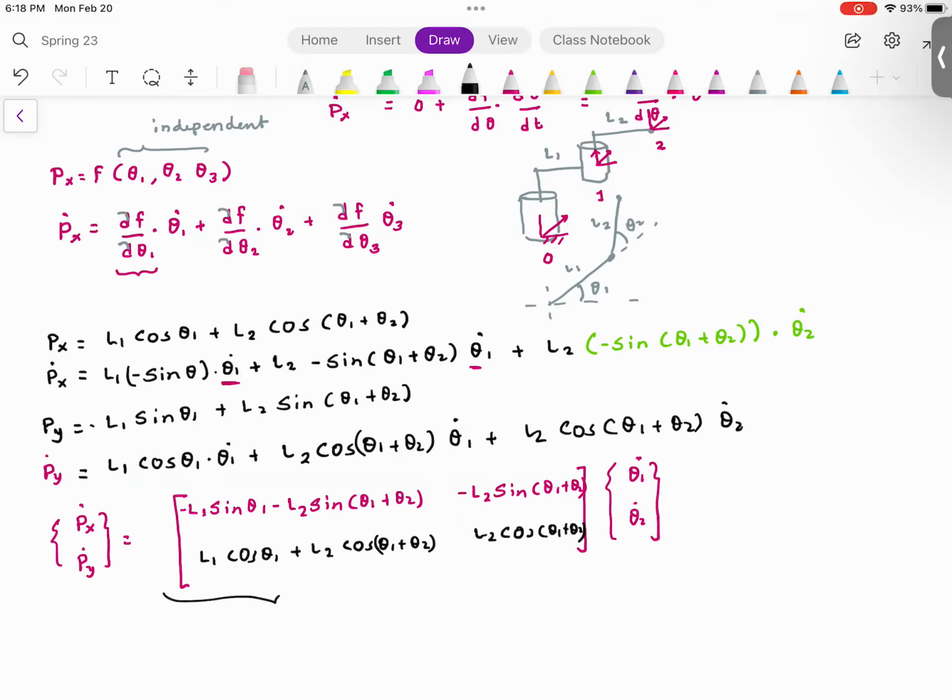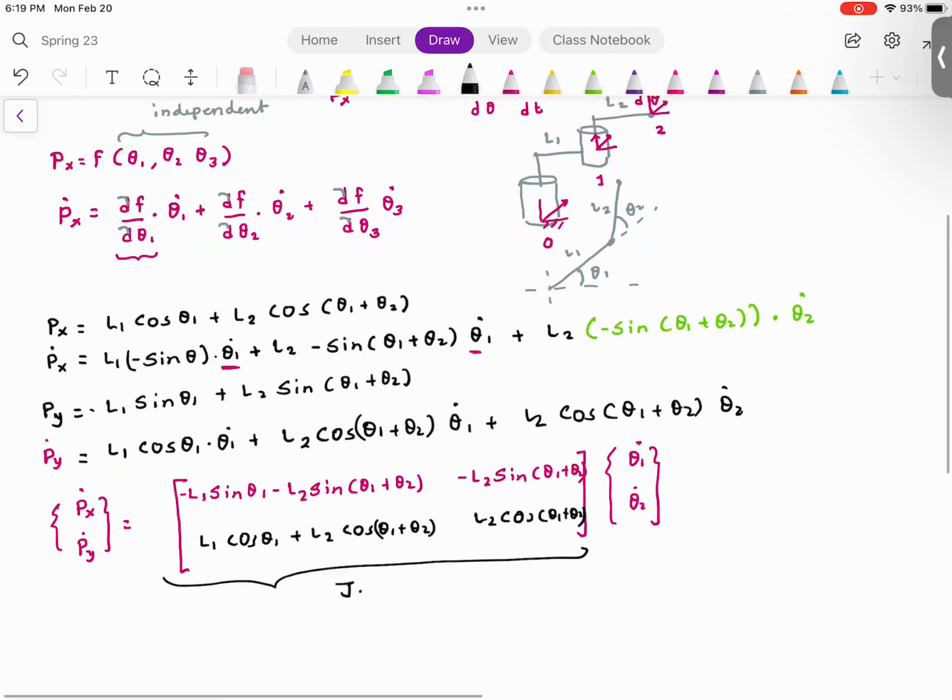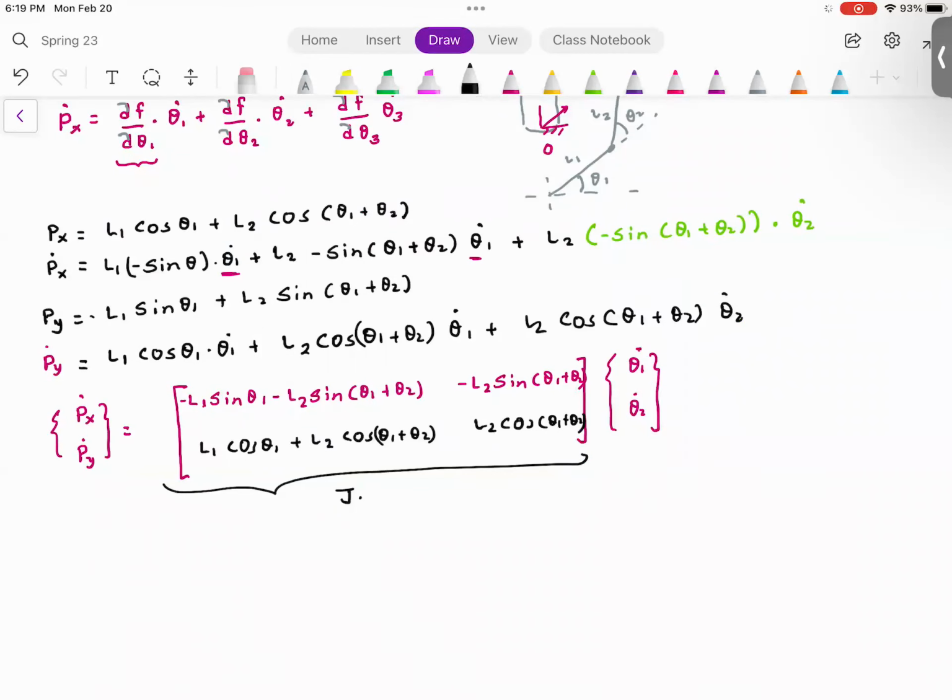So this guy is the Jacobian. Now, how would you evaluate the velocities in discrete time? Initially, say if your theta value is zero, you would substitute theta equal to zero, multiply those by theta 1 dot, theta 2 dot, and you'll get Px dot and Py dot.